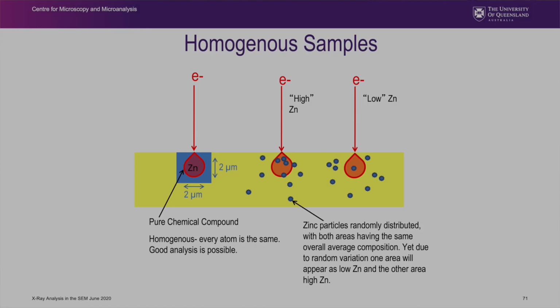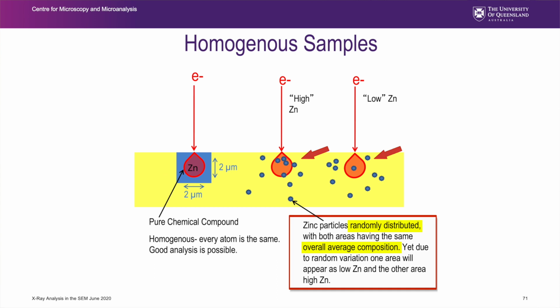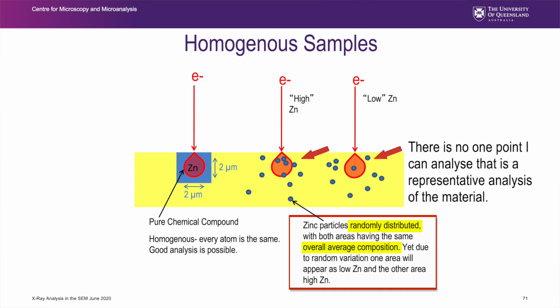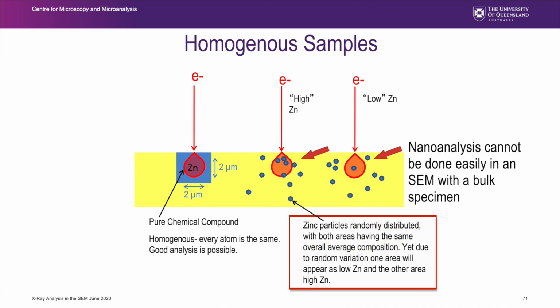Nothing much to say here, except on the left is what microanalysis is all about. We can analyse a material that's a few microns in size. On the right, that's a nice material there, but there's no one point I can analyse that gives me a representative analysis of the material. It just averages things badly. The right is called nanoanalysis, and I can't really do it easily in the SEM with a bulk specimen.